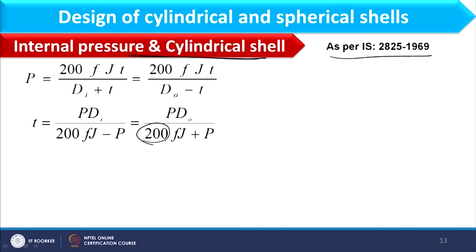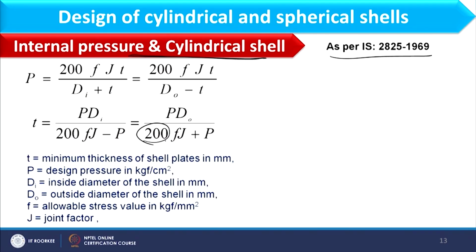Now, how has this 200 come? Because when you see the nomenclature, here T is in mm and P is the design pressure in kg force per centimeter square, and allowable stress, that is the F value, is given in kg force per mm square. Due to this difference in units, we have this 200 factor, and J is the joint efficiency factor, which we have discussed in lecture 4. So, these expressions are given in IS 2825 1969.